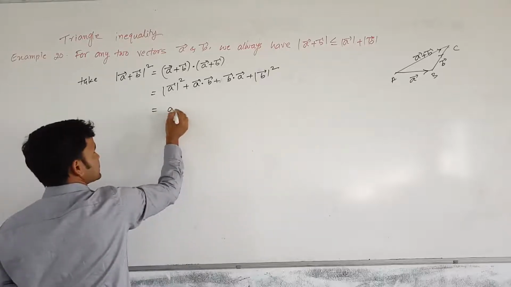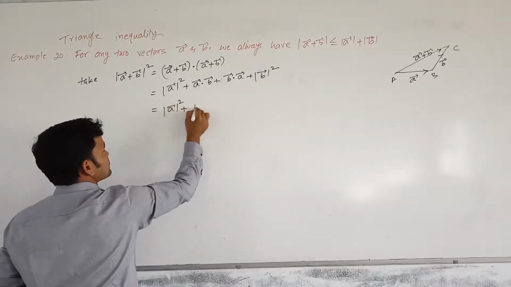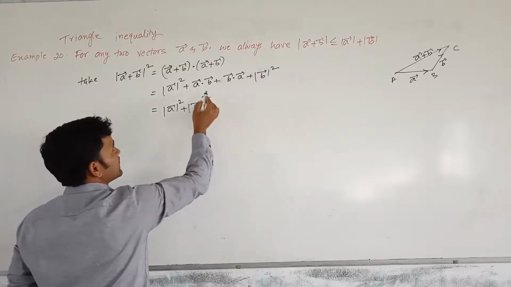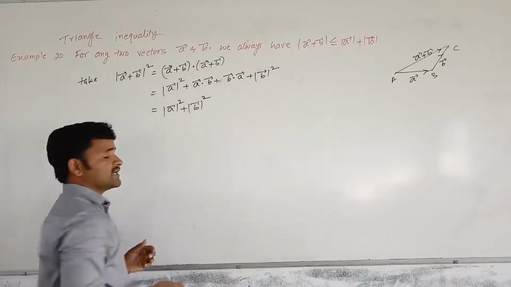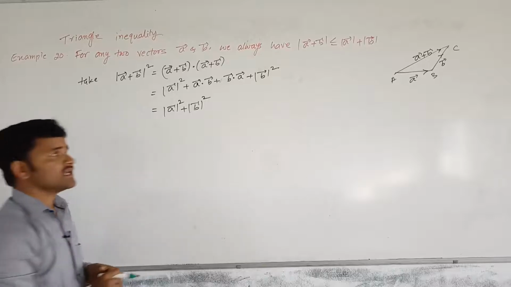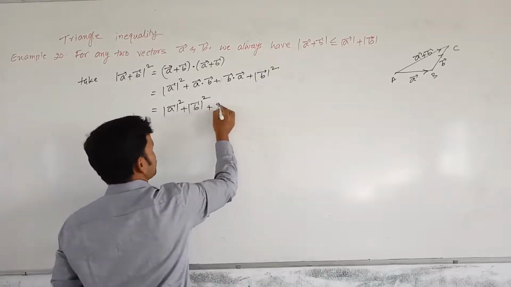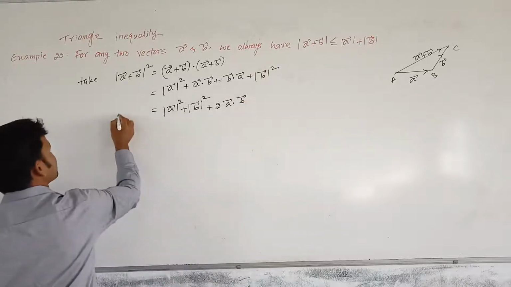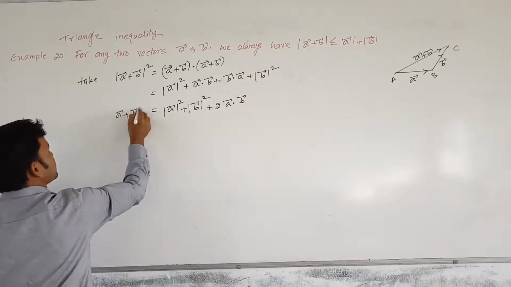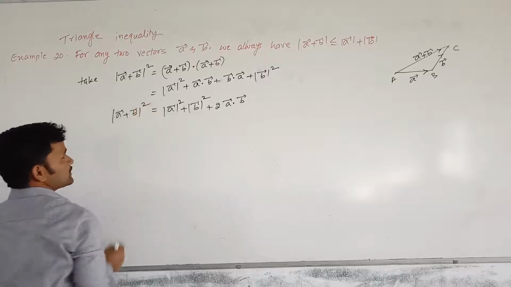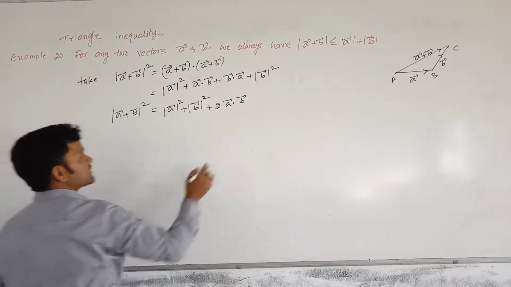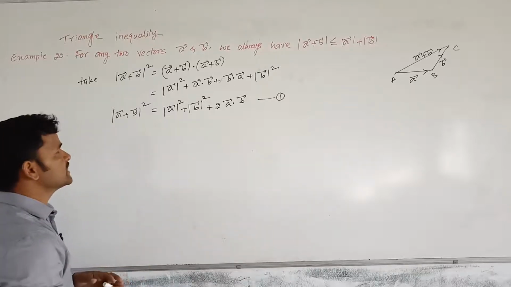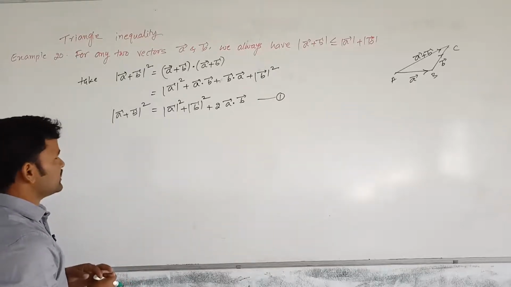Let us rewrite it. Magnitude of A squared plus magnitude of B squared. Then here A dot B and B dot A. B dot A is the same as A dot B, so it is 2 times A dot B. So magnitude of A plus B whole squared is equal to this. Let me take this as equation 1.